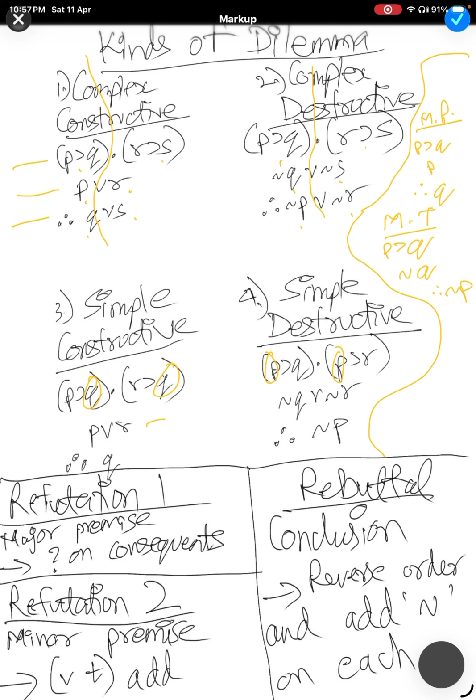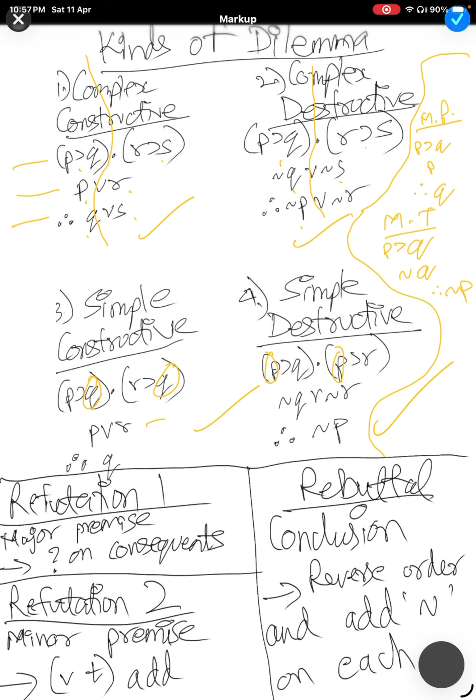Simple destructive means the antecedent is the same. So you have a minor premise which is the negation of the consequents. The minor premise will be not Q or not R, and the conclusion will be not P. So simple constructive is P implies Q, dot R implies Q, P or R, therefore Q. Then destructive is P implies Q, P implies R, not Q or not R, therefore not P. So these are the four kinds of dilemma.